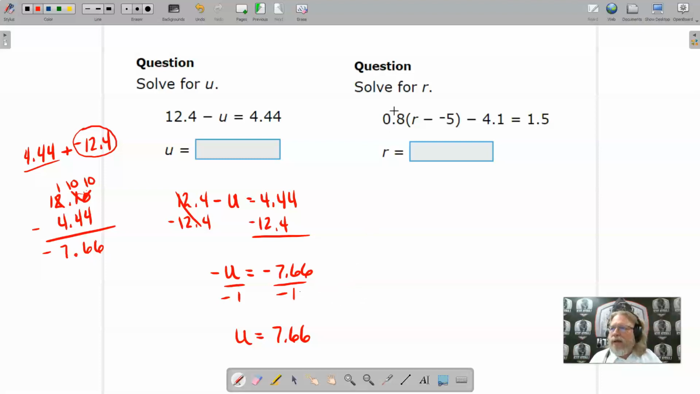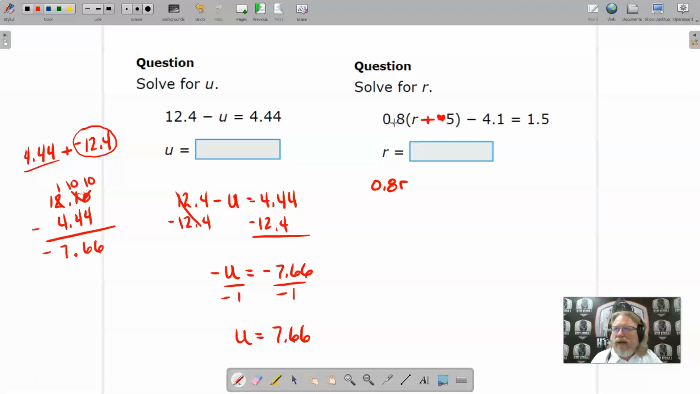On the next one, I have to distribute this 0.8 into the quantity of r minus negative 5. So let's start off with 0.8r and then positive. And remember, this looks kind of awkward, so let's make this a plus, right? And take the opposite of negative 5, so we'll make that positive 5. So think of that as r plus 5.